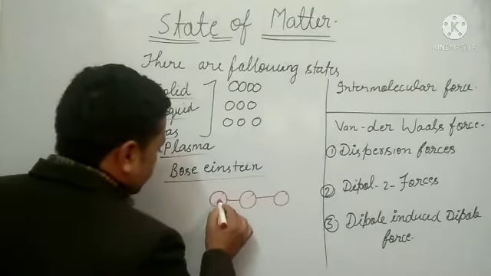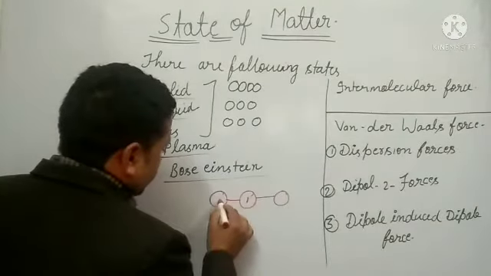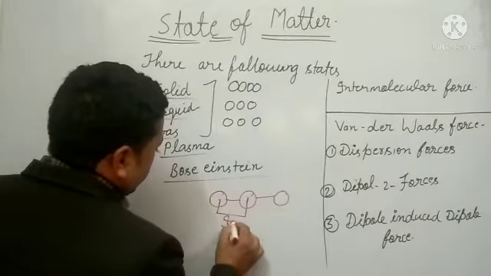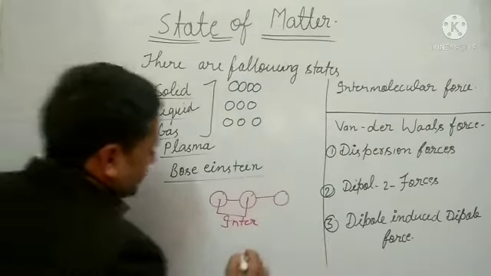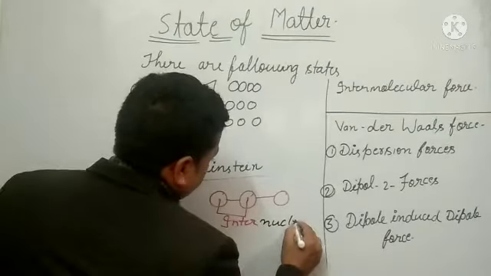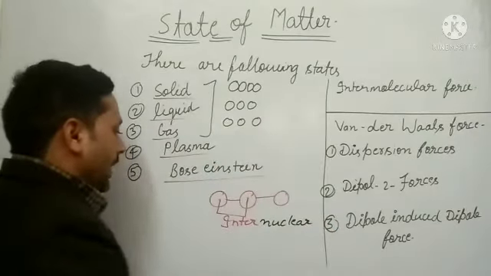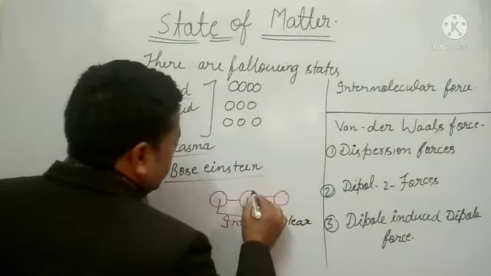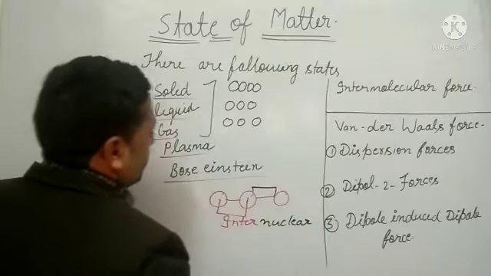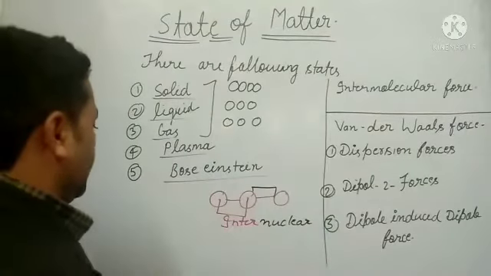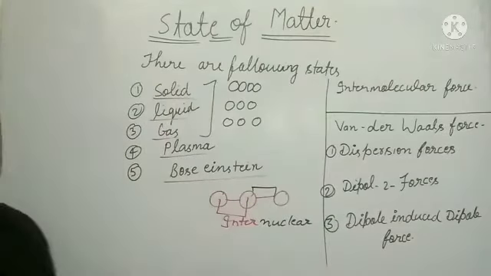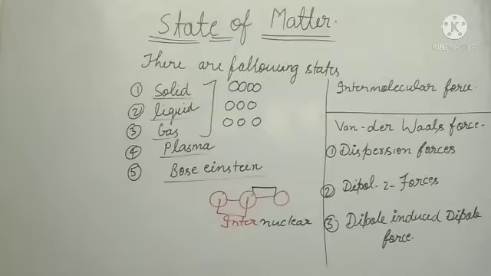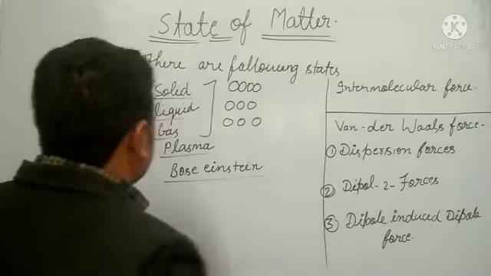And if you see here, this is the internuclear distance, sorry, we can say internuclear distance. The attraction between these is intermolecular attraction. So let us see intermolecular attraction and internuclear attraction. How does it affect the reactivity of these things?